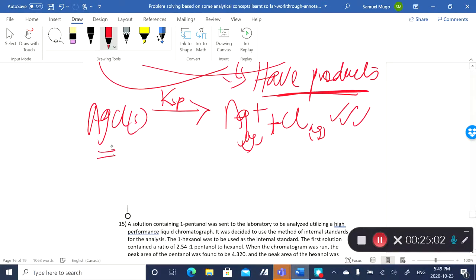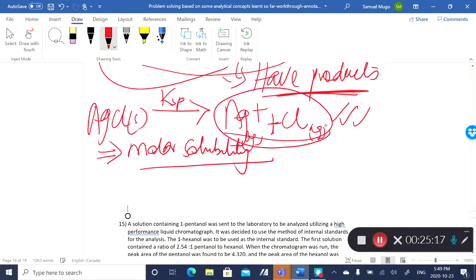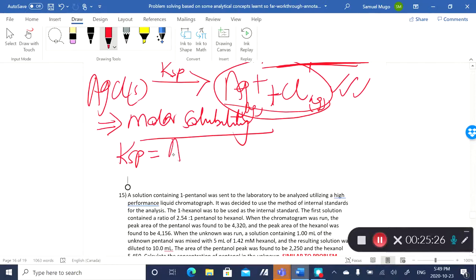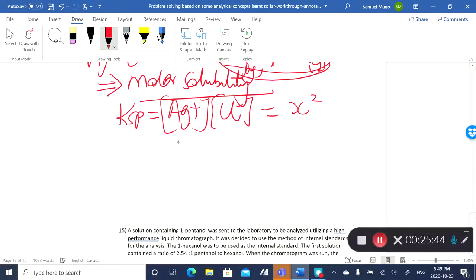Meaning, I just need to calculate molar solubility. At the equivalence point, if you're dealing with precipitation titration, all you need to do is calculate molar solubility to determine the component species that are present. And of course, we know the molar solubility is calculated from the KSP and its equilibrium expression, which is that multiplied by that, and it's a 1-to-1 stoichiometry, meaning it equals x squared, x number of moles of silver, number of moles of chloride, and so forth.